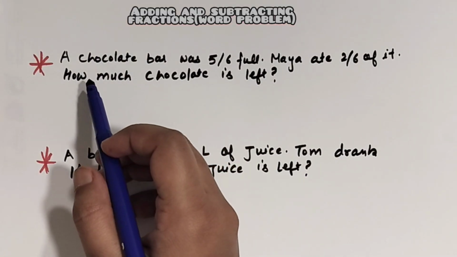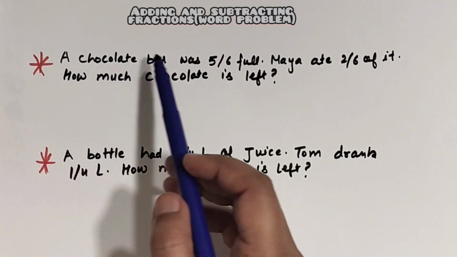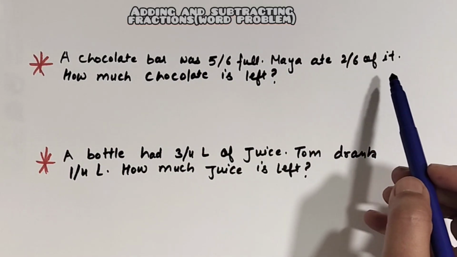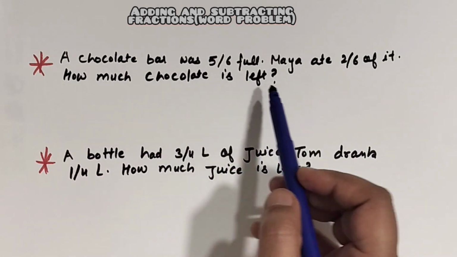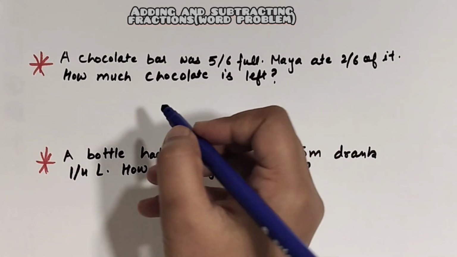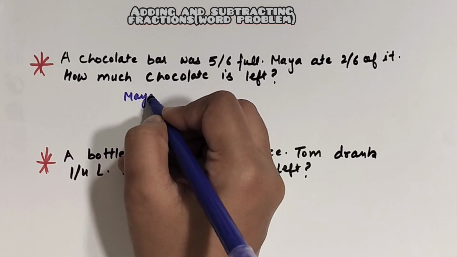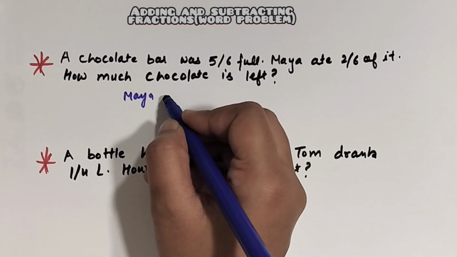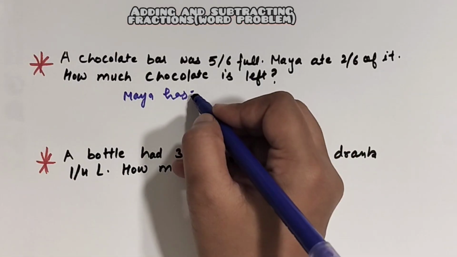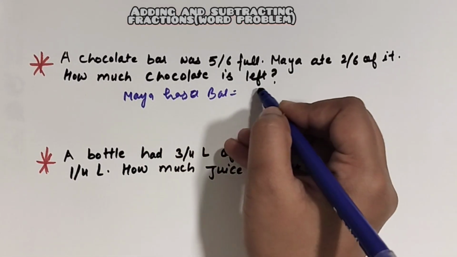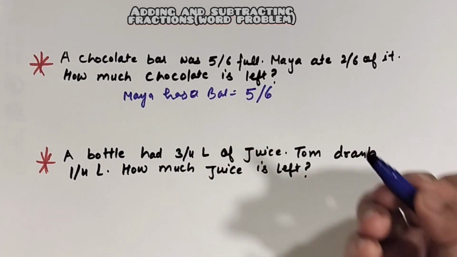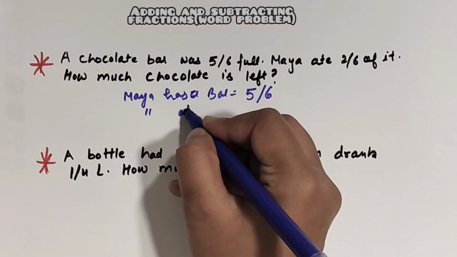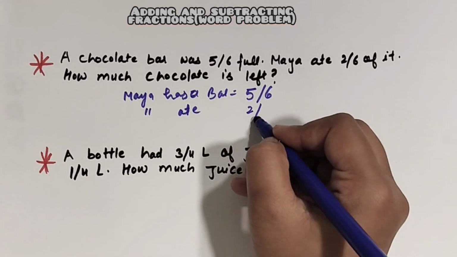Now we have the third question. A chocolate bar was 5 over 6th full. Maya ate 2 over 6th of it. How much chocolate is left? Now you can see here the question is asking how much chocolate is left. First I'm going to write Maya has 5 over 6th bar, right? So Maya has a bar 5 over 6th and then Maya ate 2 over 6th of it.